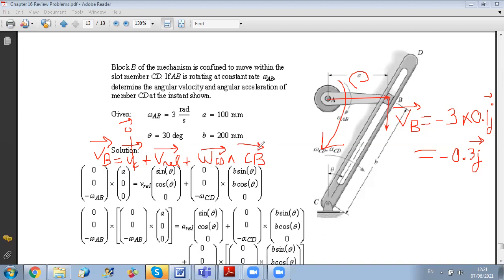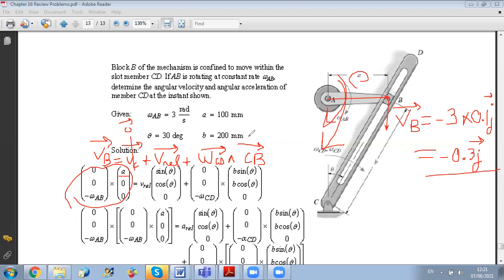Now, for VB, they chose to use the vectorial formulation. We used the easiest method because it's rotation about a fixed axis. You can also use the vectorial relation to get VB. You say it is VA, which is 0, plus omega vectorial AB. So this is what they did here, omega vectorial AB. Omega AB, because it's clockwise, is minus omega AB K. Vectorial AB is along I only, so it's A I. So you will get back to our result, which is minus 0.3 J.